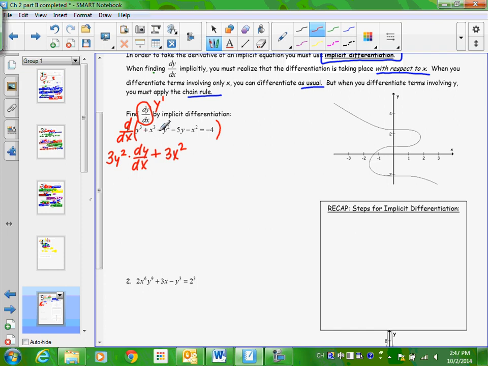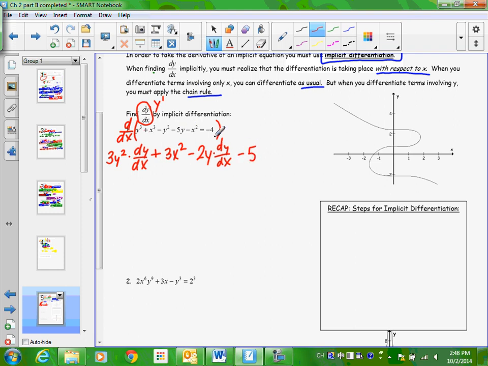So negative y squared, or minus y squared, what would the derivative of that be? Yeah, minus 2y, and because it's a y term, you're going to write dy over dx. You can write the times, or you don't, the times is implied either way. So what's the derivative of minus 5y?